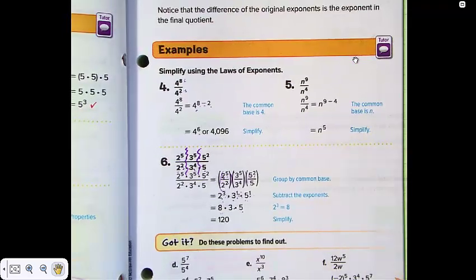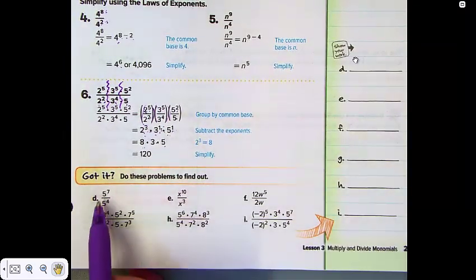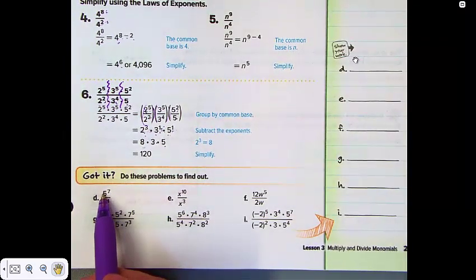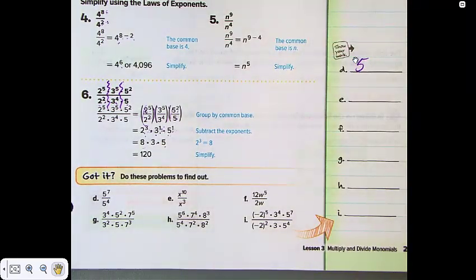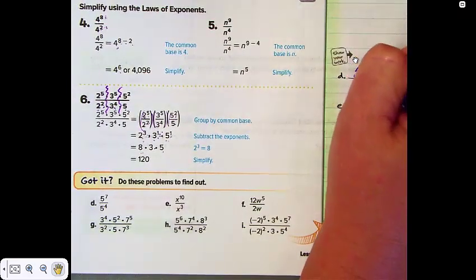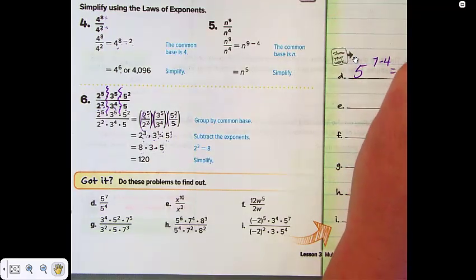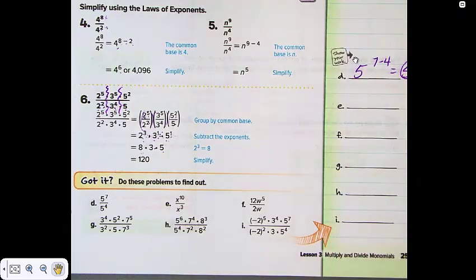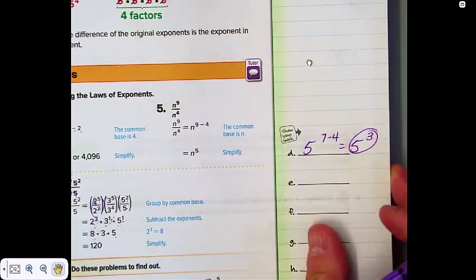So let's look at the examples. Let's do D. And D has a common base on the top and bottom. It has a common big number of 5, so I know my answer is going to be 5. And then I'm going to subtract my exponents because I am dividing. So it's 7 minus 4 because I have 7 on top and 4 on the bottom. So my answer is 5 to the third power. Okay?